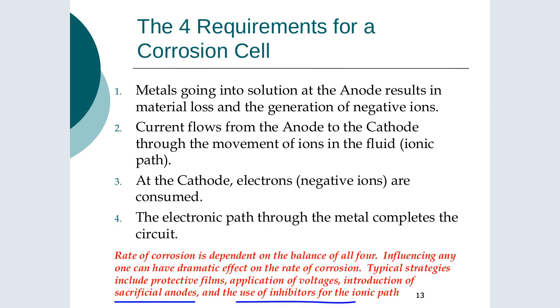Another thing is the use of inhibitors for the ionic path. So if you're on the process side, for example, you'll find in heat exchangers that they'll put corrosion inhibitors into the fluid to help reduce the corrosion deposits. Corrosion deposits in a heat exchanger can seriously interfere with the thermal transfer, and again reduce the diameter of the pipes or the channels for the fluid to flow through and drive up the pressure drop considerably. So that's something that we'll mention again later on.